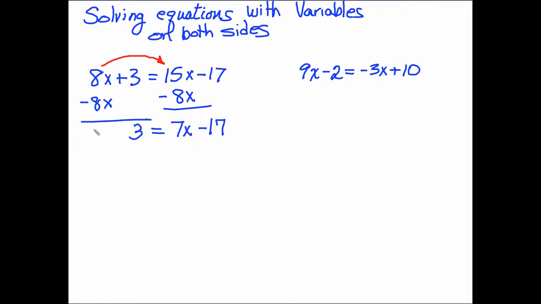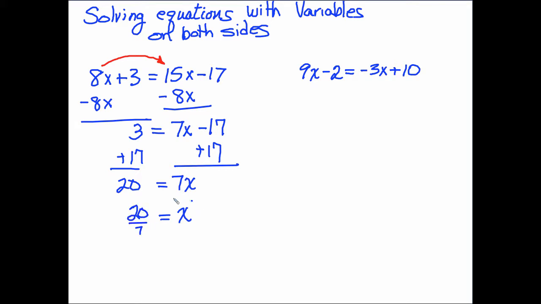So effectively I had an x over here, but I moved it to the other side and combined it with the 15x. Now notice also that by subtracting 8x from each side, I left x with a positive coefficient, and that's always a good idea. So now we have 3 equals 7x minus 17, and we can solve that by adding 17 to both sides. We'll get 20, and 7x minus 17 plus 17 is 7x. We divide each side by 7, and here we get x, and here we get 20 divided by 7.